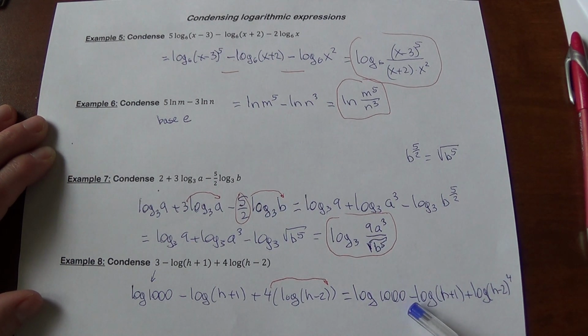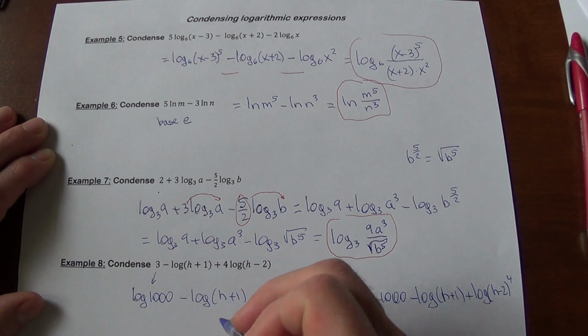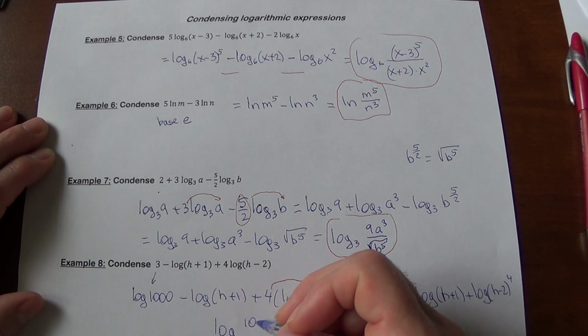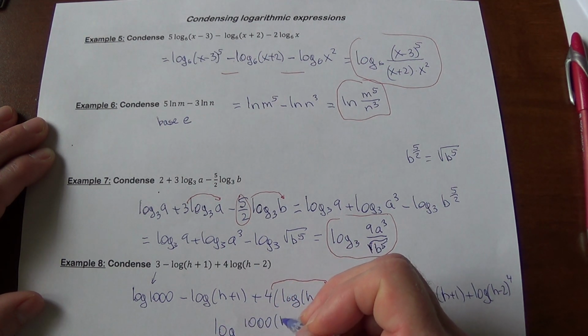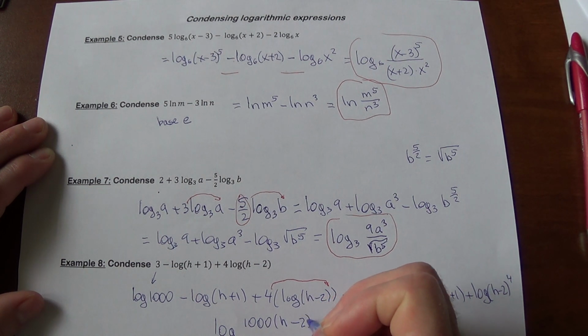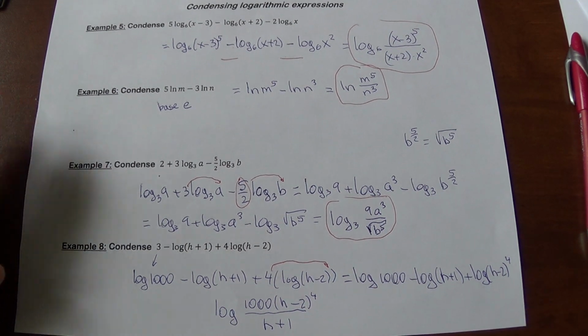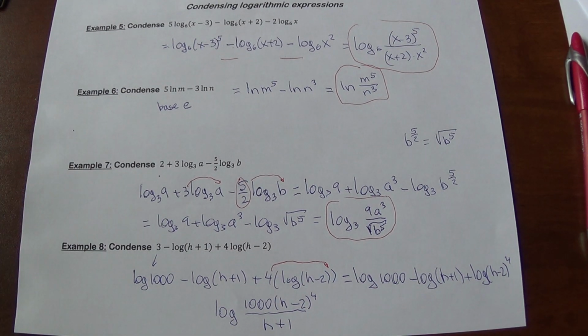Again, we have a difference here. We're going to be dividing by that, but we have a plus here. So these two you're going to multiply, and this you're going to divide by. This is going to give us log of 1000 times (h minus 2) to the 4th power all over (h plus 1). Okay? Hope this helps.